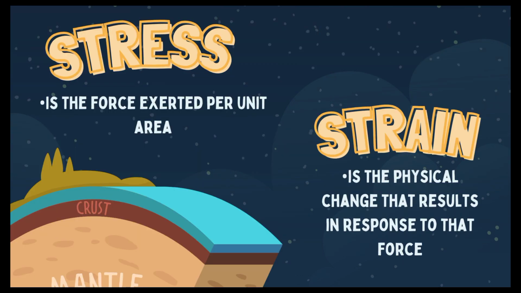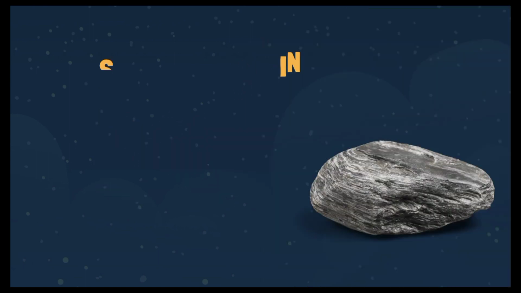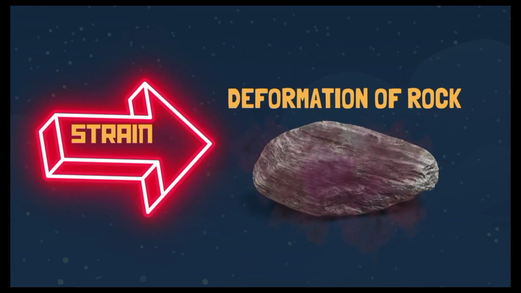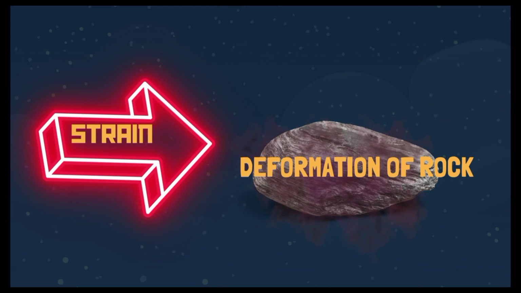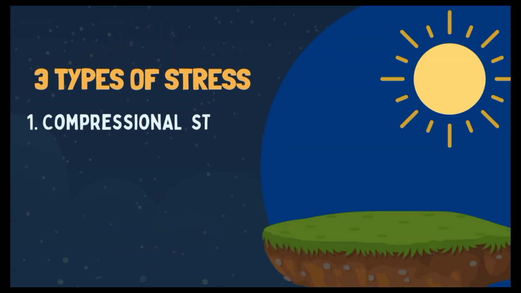Stress is the force exerted per unit area, while strain is the physical change that results in response to that force. When you apply stress to the rock, and the stress is greater than the internal strength of a rock, strain results in the form of deformation of the rock caused by the stress. There are three types of stress, which are the compressional stress, tensional stress, and shear stress.